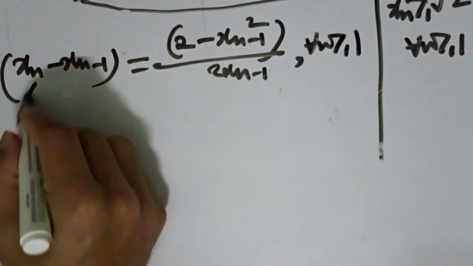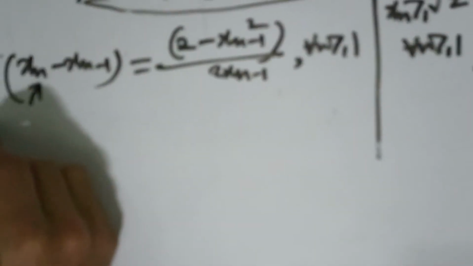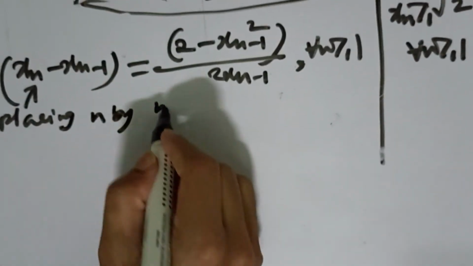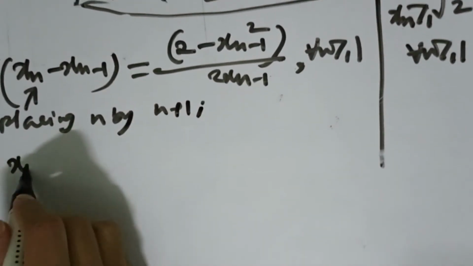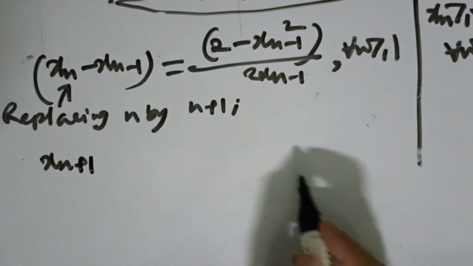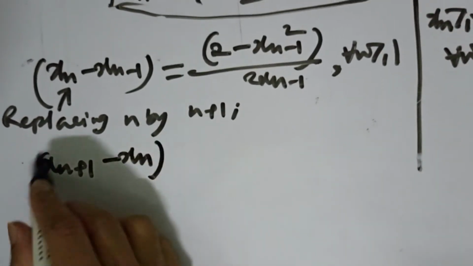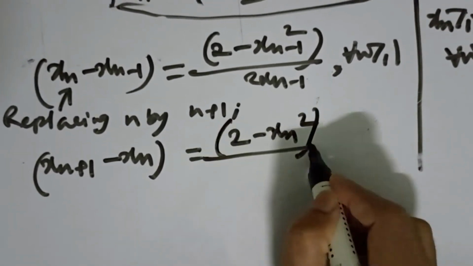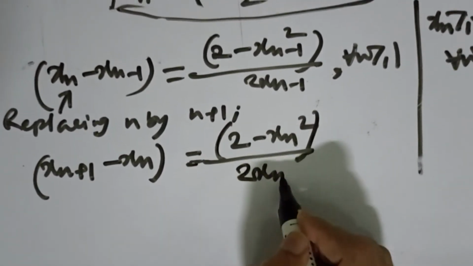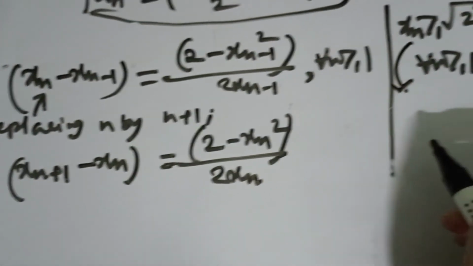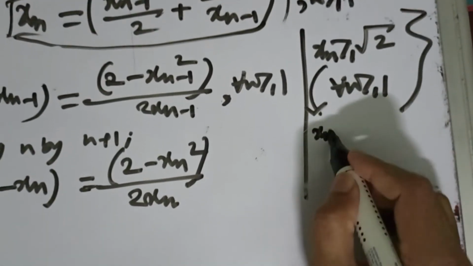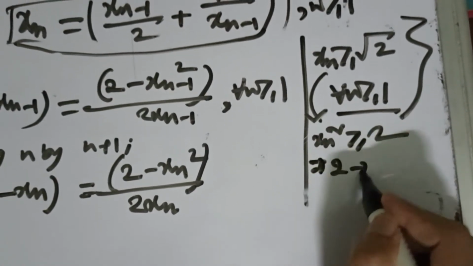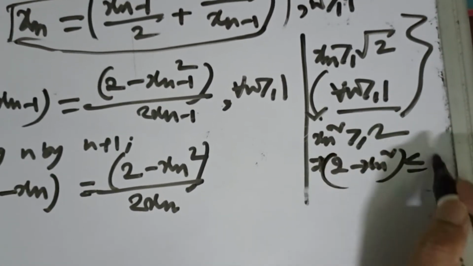Now I'm replacing n by n plus 1. So what do you get? xn plus 1 minus xn equals 2 minus xn squared, lower part is 2xn. Now see, xn is greater than root 2. This means xn squared is greater than 2. For n greater than 1, this means 2 minus xn squared will be less than or equal to 0.